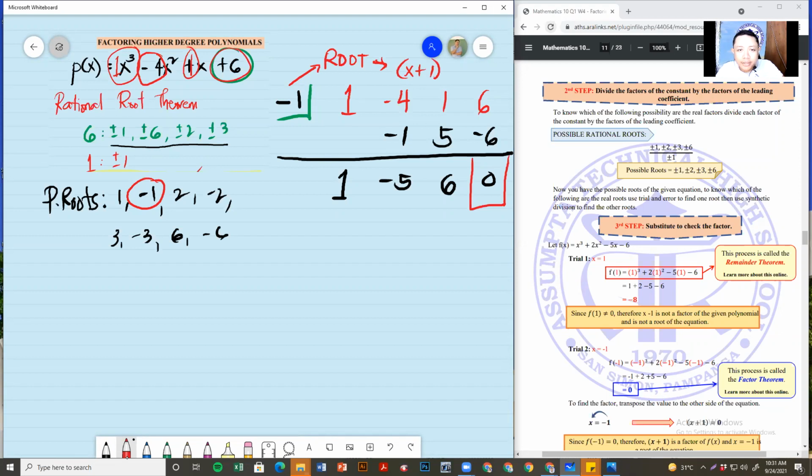Show a reaction if that's clear so far. First step of our process.